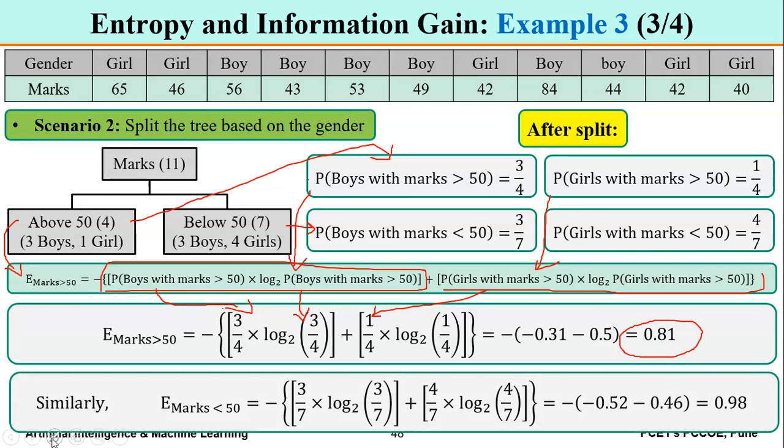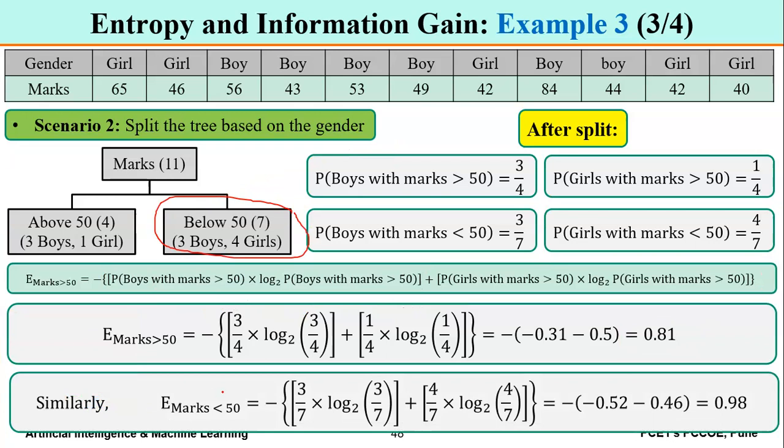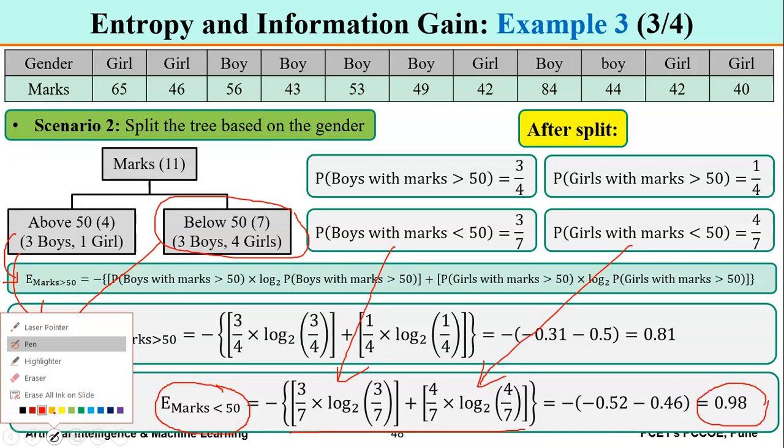Similarly, we can use a similar formula for the second box to know the entropy for marks less than 50. This estimation is for marks less than 50, and we already discussed how to calculate the entropy when marks are greater than 50. So put all these values in the equation because we have the respective values, and when you simplify it you will get entropy as 0.98.